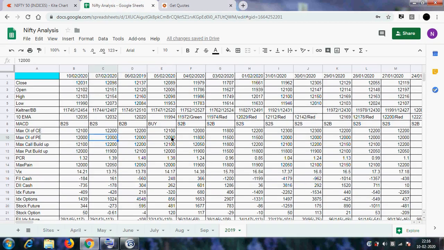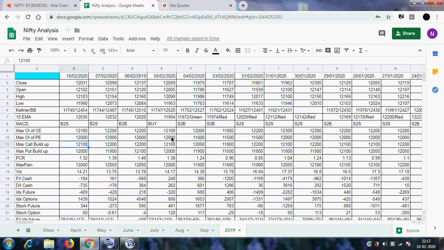It could not break that. Okay, obviously we had a minor pullback, but this 12,000 is not breaking. So if it is not breaking in a few days, we can think that is kind of a firm support for short term. Okay. Now maximum call build up till Friday, maximum call rating was at 12,200.